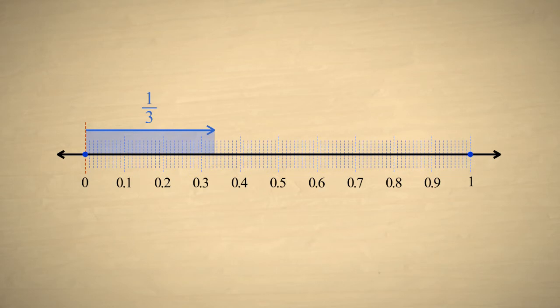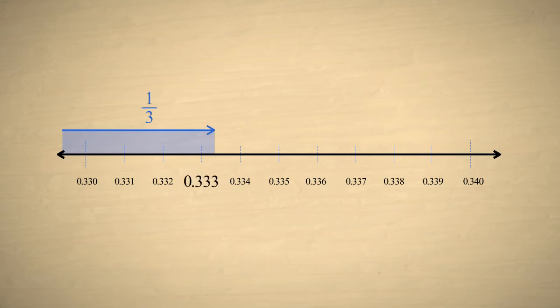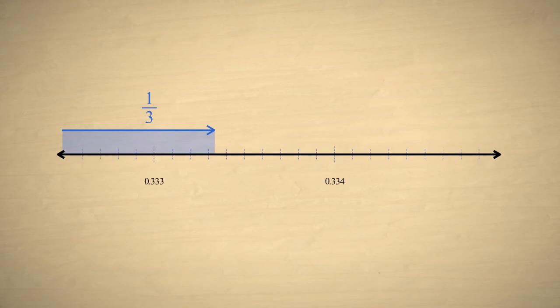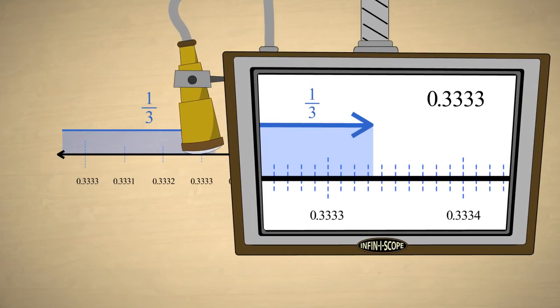If we subdivide these divisions into hundredths, we see that 1/3 falls somewhere between 33 hundredths and 34 hundredths. If we subdivide these divisions into thousandths, we see that 1/3 falls somewhere between 333 thousandths and 334 thousandths. If we subdivide these divisions into ten-thousandths, we see that 1/3 still falls between two divisions. It is larger than 0.3333, but smaller than 0.3334. We can repeat this process indefinitely.